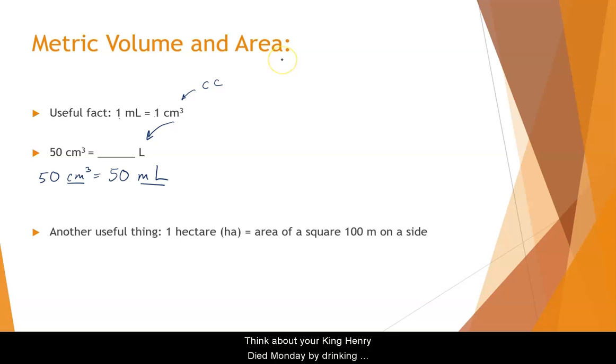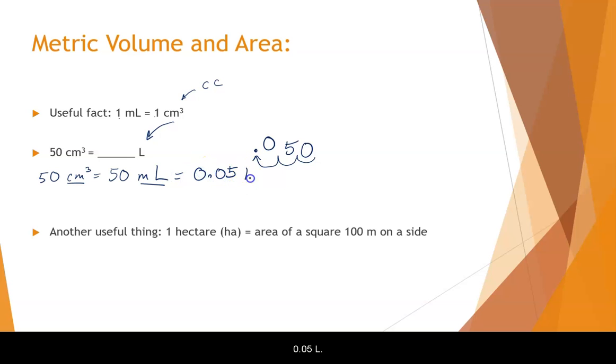So think about your King Henry died Monday by drinking chocolate milk. Going from milliliters to liters, I know that there's 1,000 milliliters in a liter. That's a 1 with 3 zeros. That's a 3 decimal place hop. So starting at 50 and moving the decimal 3 places to the left, and you can go ahead and draw out your metric table if that would make this easier, we end up with 0.05 liters. 50 cubic centimeters of liquid is the same thing as 50 milliliters of liquid. It's the same thing as 0.05 liters.